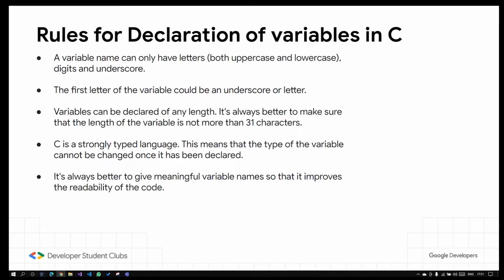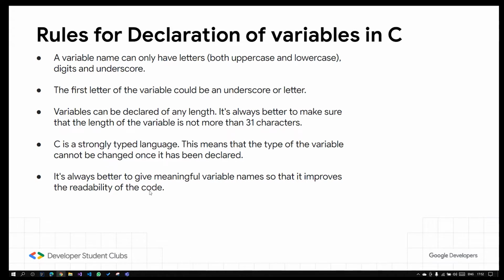And I think it's fairly reasonable to say 31 should be the limit. If you are creating a variable of more than 31 characters, it wouldn't make that much sense, so the variable would be too long, too descriptive and wordy. And the next point says C is a very strongly typed language. This means that the type of variable cannot be changed once it has been declared. So that's the point over here.